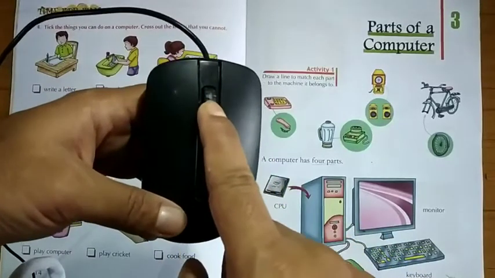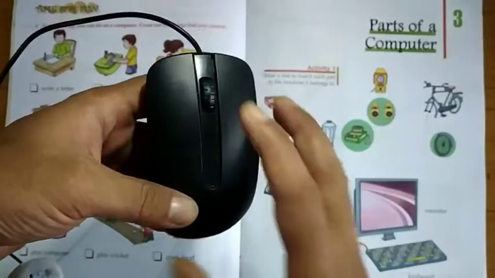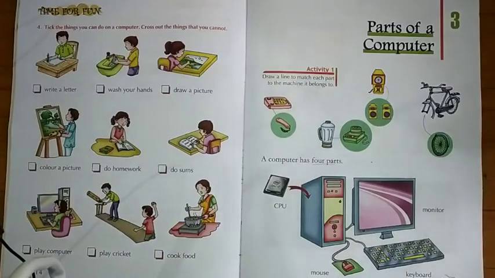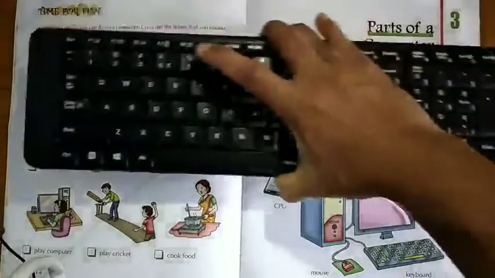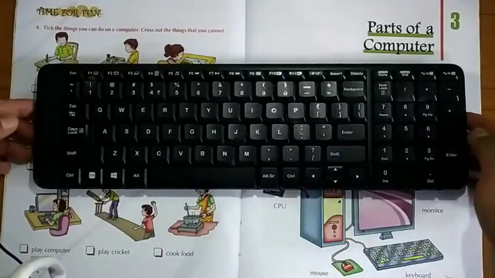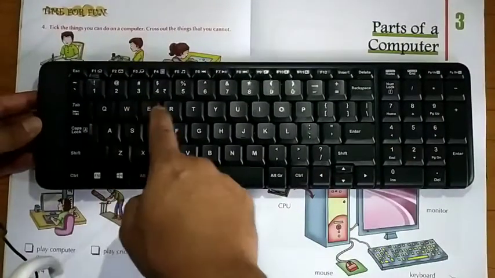So there are 3 buttons. There are 3 buttons in a mouse. Okay. This is a keyboard. Have you seen a keyboard? I will show it to you. A real one. This is a keyboard. I think you have all seen a keyboard. Okay. What are these? These are switches.